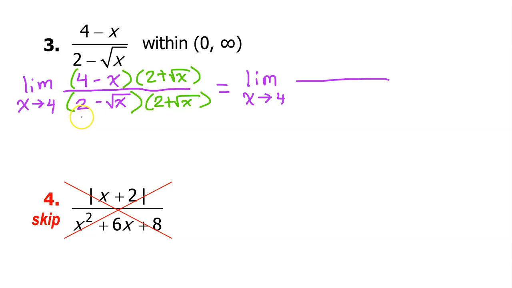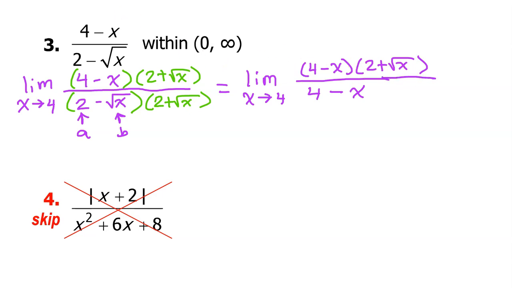So in the denominator, this is my a, and this is my b. So I'm going to end up with a squared minus b squared. A squared is going to be 4, and then minus b squared. If you square a radical, the radical goes away. So I get 4 minus x. In the numerator, I have the same thing as before. So 4 minus x times 2 plus radical x.